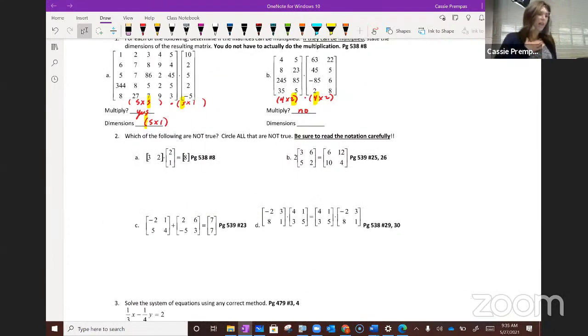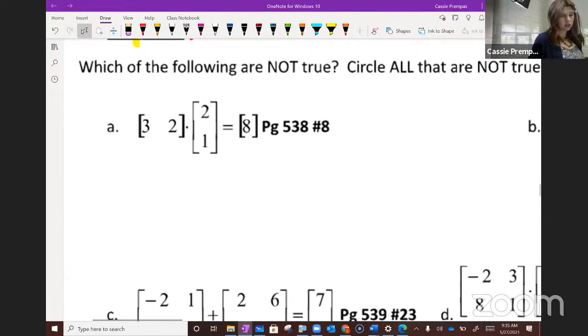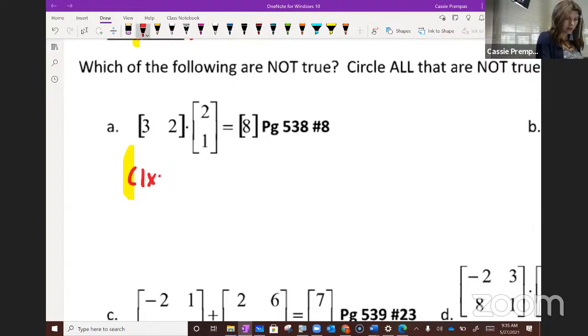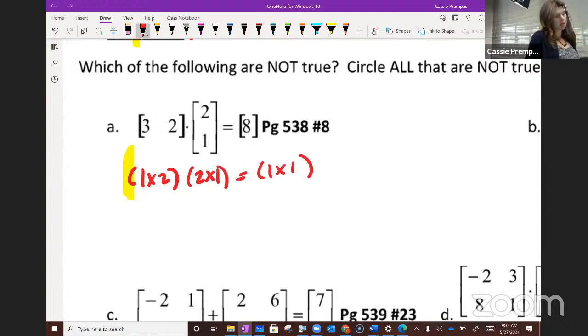All right, more work on matrices. Which of the following are not true? Circle all that are not true. Be sure to read the notation carefully. Letter A, we have a 1 by 2 matrix multiplied by a 2 by 1, and the answer came out to be a 1 by 1 matrix. Most likely, would this one be true? Yes. Could I check it on my calculator? Yes. Now, a few of you learned how to do it by hand. You could actually just multiply the row by the column. 3 times 2 is 6, plus 2 times 1 is 2. 6 plus 2 does give you 8, so it would work.